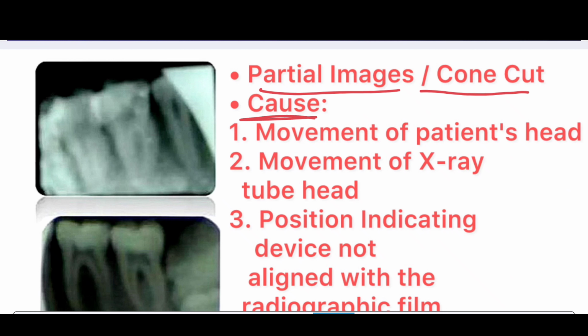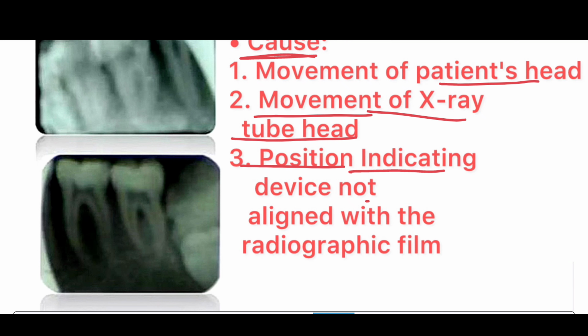The causes are movement of the patient's head, either the patient has moved, or movement of the X-ray tube head, or the position indicating device not being aligned properly with the radiographic film. So these are the reasons for the cone cut.